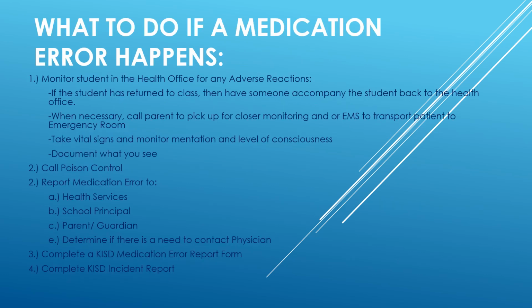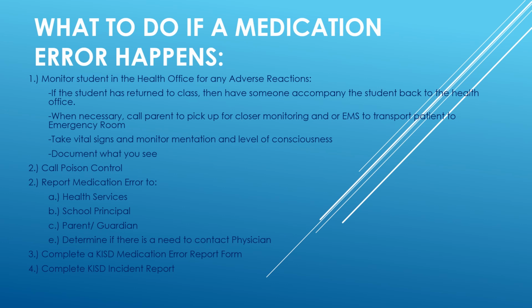What to do if a medication error happens. Monitor the student in the health office for any adverse reactions. If the student has already returned to class, please have them return to the health office. Call the parent to pick up for closer monitoring and/or EMS transport the patient to the emergency room, depending on the medication that was wrongly administered, wrongly dosed, wrong route, whatever the instance may be.